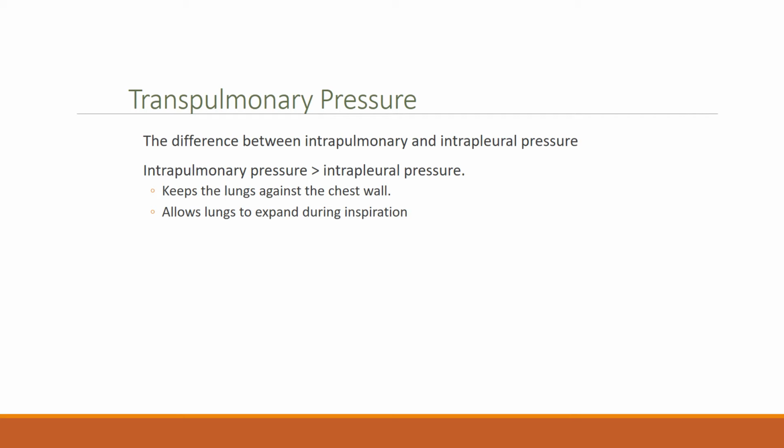The transpulmonary pressure is the pressure difference between the intrapulmonary, or lung, pressure and the intrapleural pressure, which is between those two pleurae. The intrapulmonary pressure is going to be greater than the intrapleural pressure, and this is what's going to keep the lungs against that chest wall. And so a positive pressure is going to be created during inhalation, and exhalation is going to cause lung volume changes.